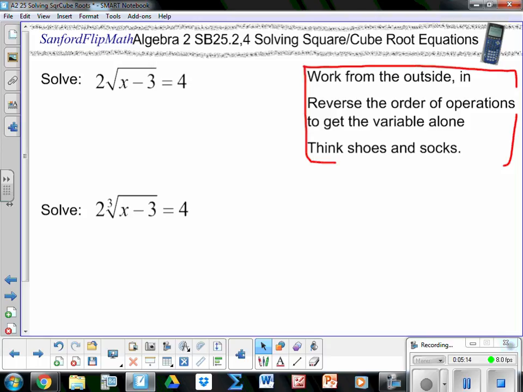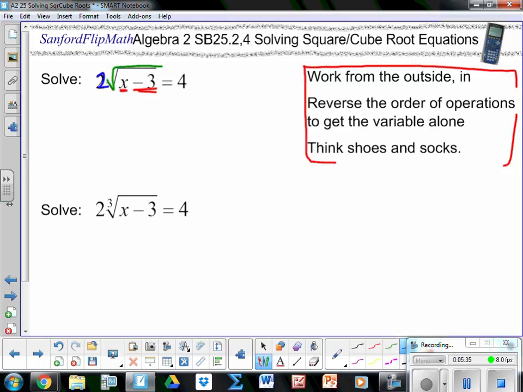So for instance, as I look at this x, I know that by order of operations, I should be subtracting 3 first. So the minus 3 should be first. And then I would be doing the square root. And then I would do the 2. And then my answer would be 4.